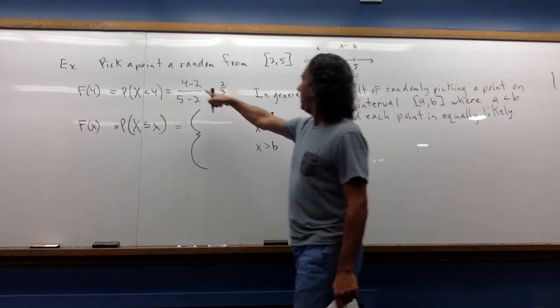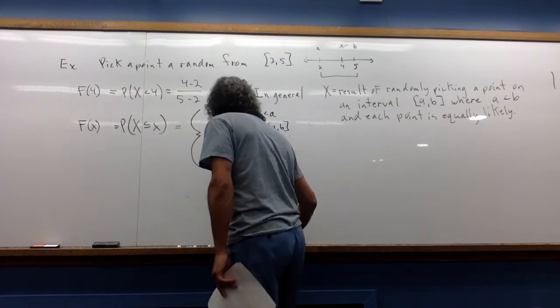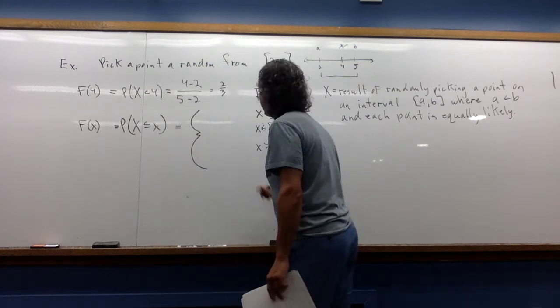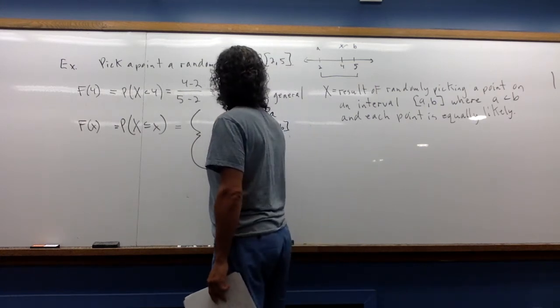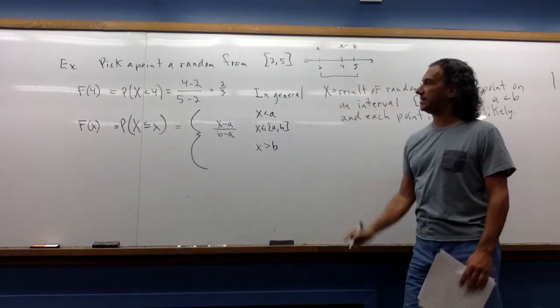Right, hopefully you said that's going to be A. No, hopefully you said it. Hopefully you didn't say that. Hopefully you said it's going to be x minus A over b minus A. Right, b minus A, x minus A. So that's the middle guy.